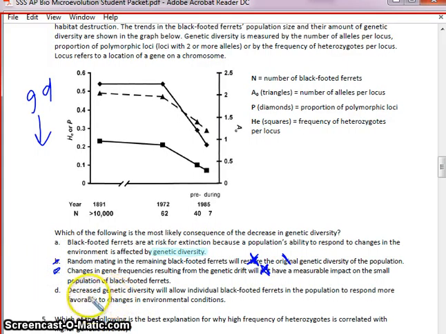And then the last one says a decreased genetic diversity will allow individual ferrets to respond more favorably. Oh no, that's not true at all. Again, if we're going to respond favorably, we want a high genetic diversity, not a decreased genetic diversity. So I'm going to go back up to the one that says the ability to respond is due to the genetic diversity. Let's choose letter A for that one.